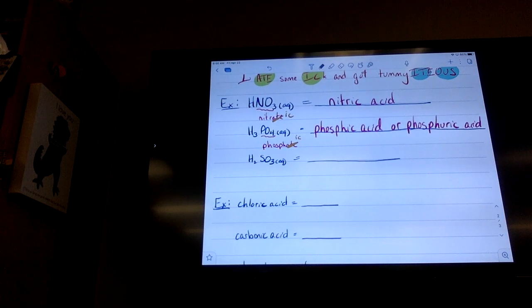You want to try the next one? Do it anyway. Do the next one. Guess. I want you to guess. Do you have your polyatomic list? It's on the back of your periodic table.